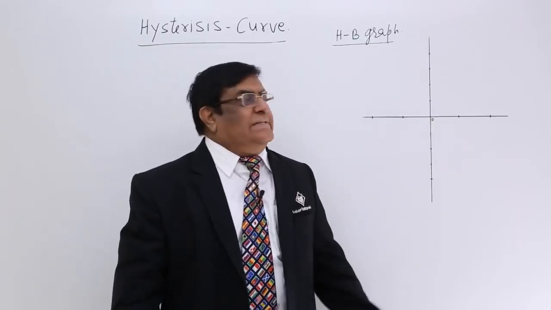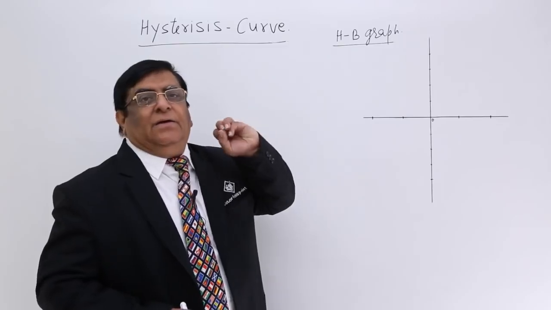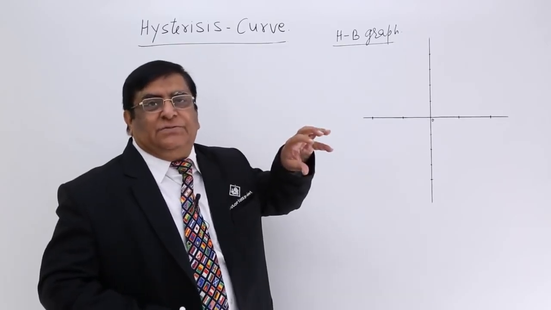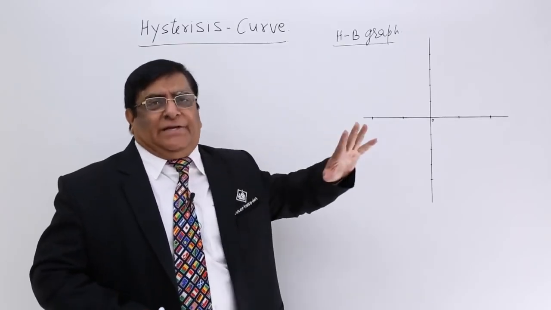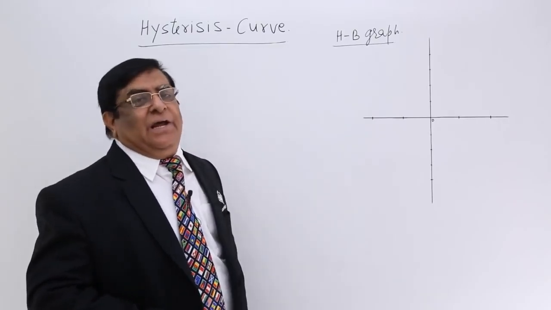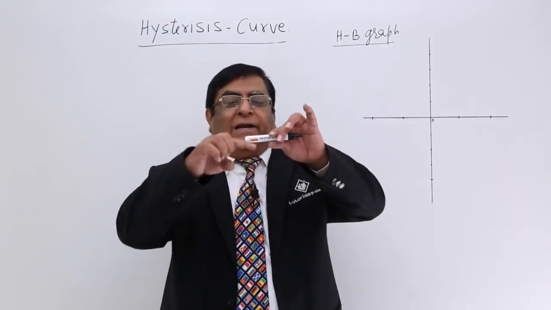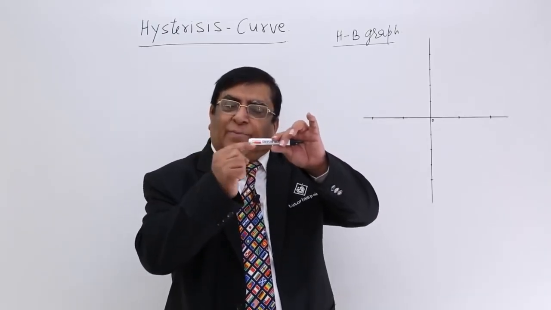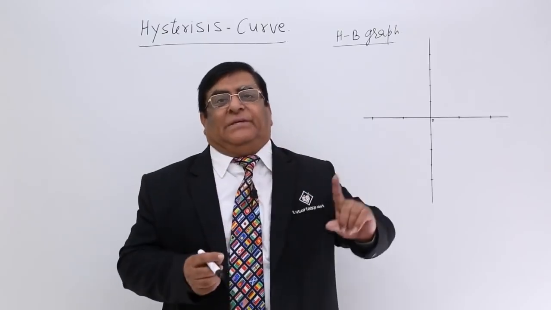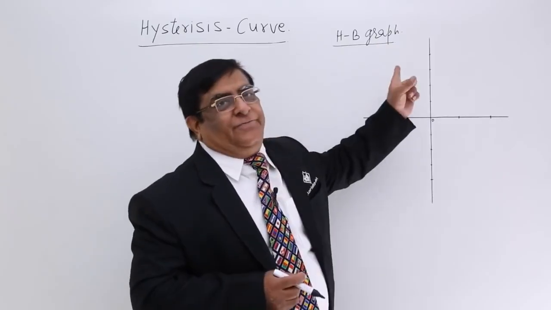Today we will do the hysteresis curve. There is a process: we are applying a magnetizing force with the help of current or whatever it is. The magnetizing field we are applying is H, and the magnetic field developed inside the ferromagnetic material is B. This we have done in the previous lecture. We are making a graph now.